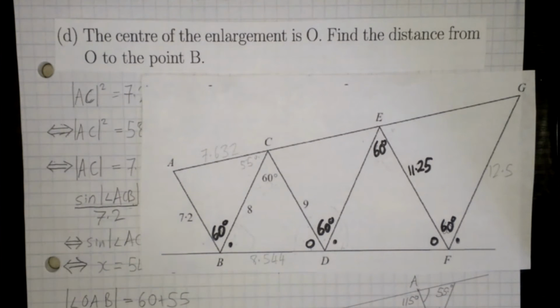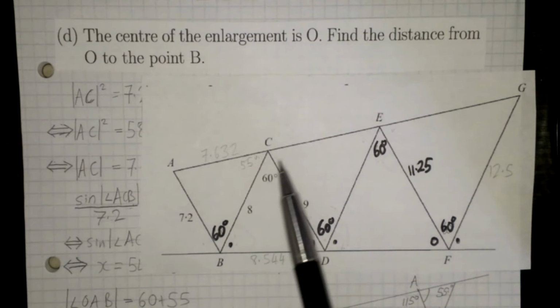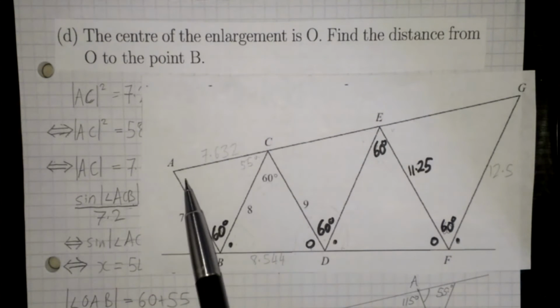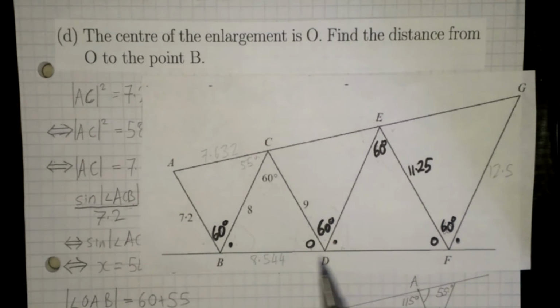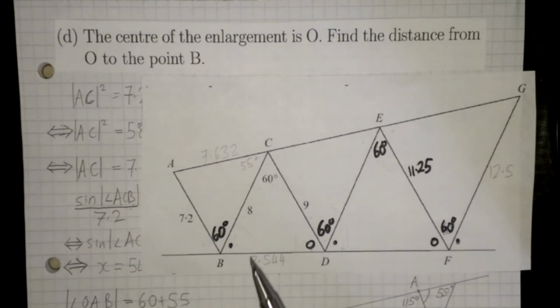In part D, you're told that the center of the enlargement is O, and you have to find the distance from O to the point B. So what they mean by the center of the enlargement is the point where if you take this line here and extend it in this direction, take this line and extend it in that direction, where they meet is going to be some central point that the triangles are expanding away from, and you have to find the distance from that point to this point B.